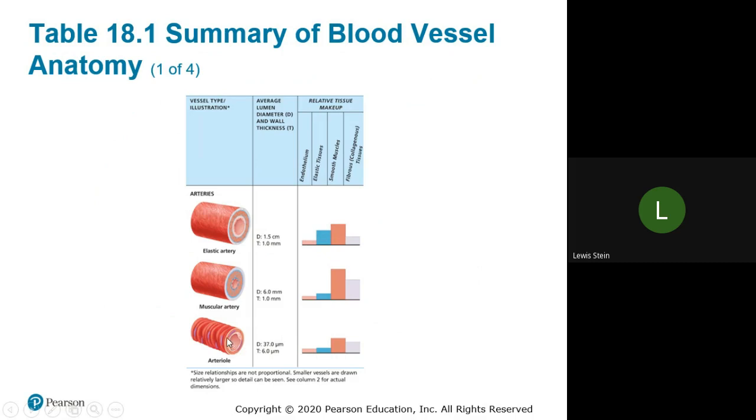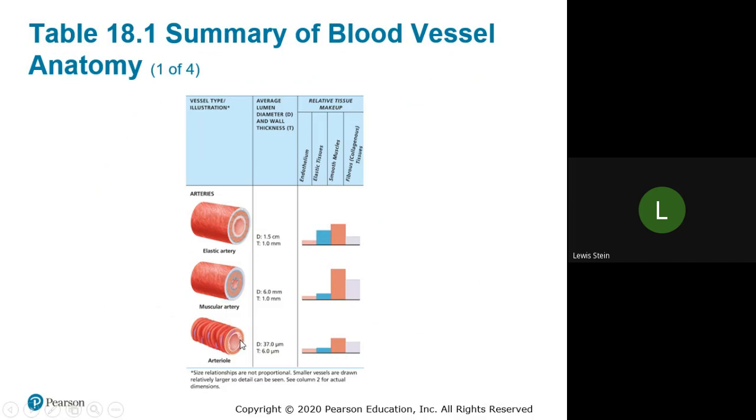And lastly, what's interesting, you can see the size: 1.5 centimeters, slightly more than half an inch, and 6 millimeters, that's about a quarter inch. That's a muscular artery. Most of the named arteries where you're taking a pulse, like here, typically the radial pulse, predominate with muscle, and they are what we call distributing vessels. They make sure the blood gets where it's going.